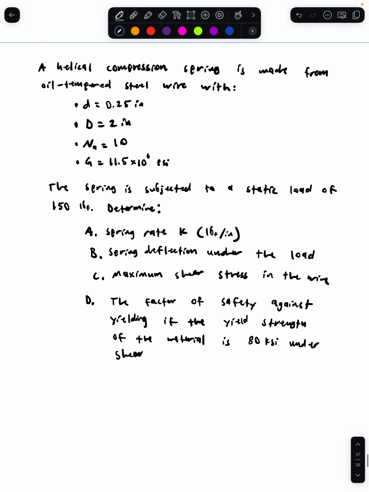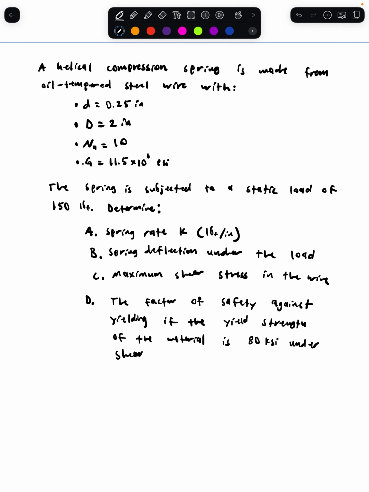A helical compression spring is made from an oil-tempered steel wire with a wire diameter of 0.25 inches, a mean coil diameter of 2 inches, and then it goes ahead and gives us the number of active coils, which is 10. In a lot of questions, it will give you the total number of coils and then give you the end conditions, and you'll have to calculate out the number of active coils.